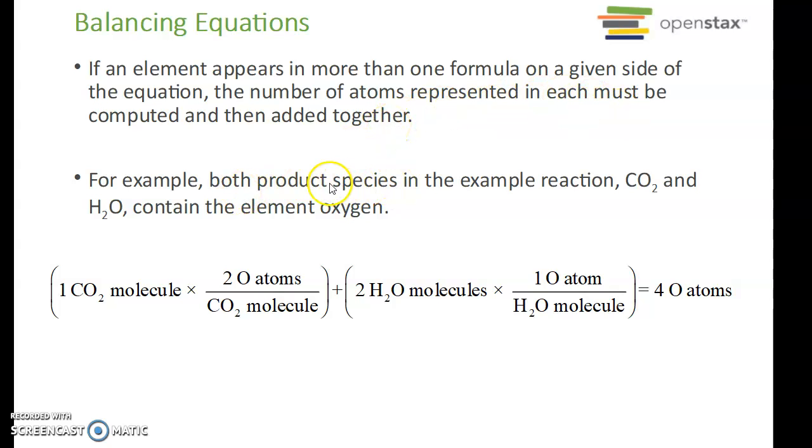For example, both product species in the example reaction, carbon dioxide and water, contain the element oxygen. So one carbon dioxide molecule has 2 oxygen atoms per carbon dioxide molecule, and you have 1 carbon dioxide. Plus, you have one oxygen atom per water molecule, and you've got 2 water molecules. So 1 times 2 plus 2 times 1 gives you a total of 4 oxygen atoms. See how simple that is?